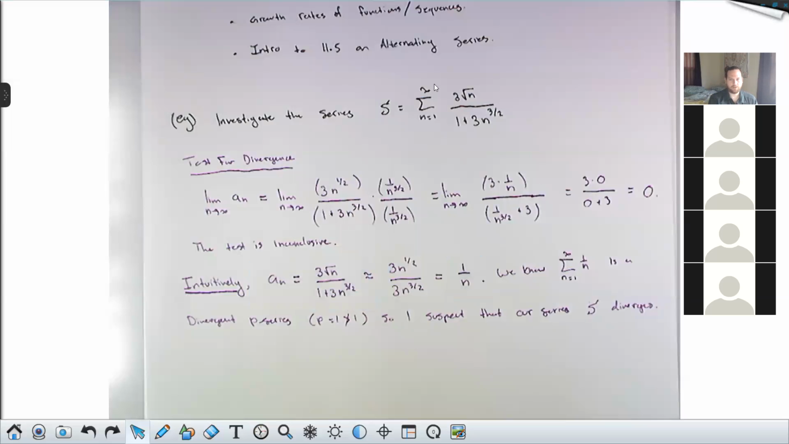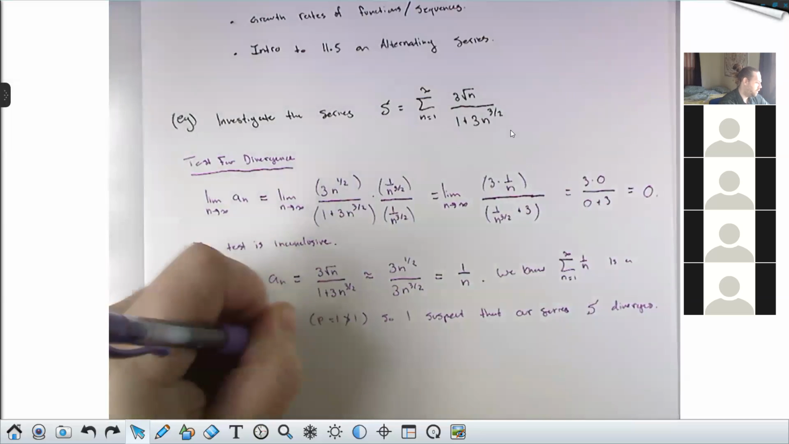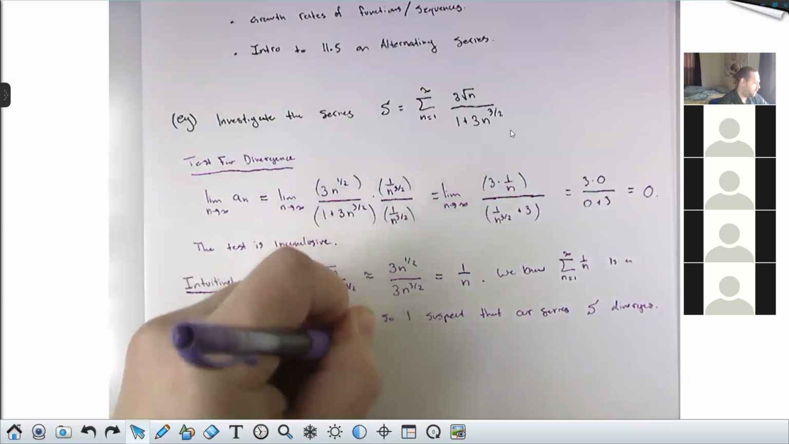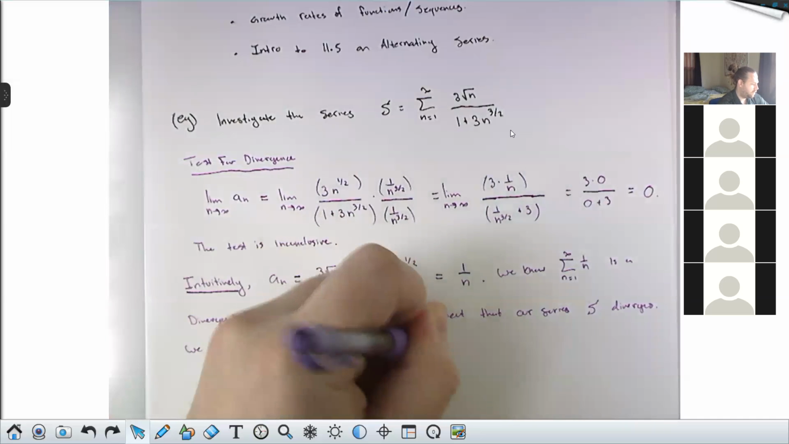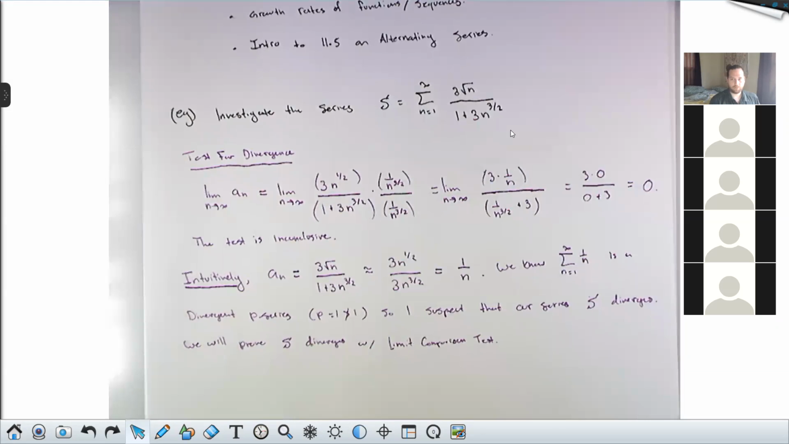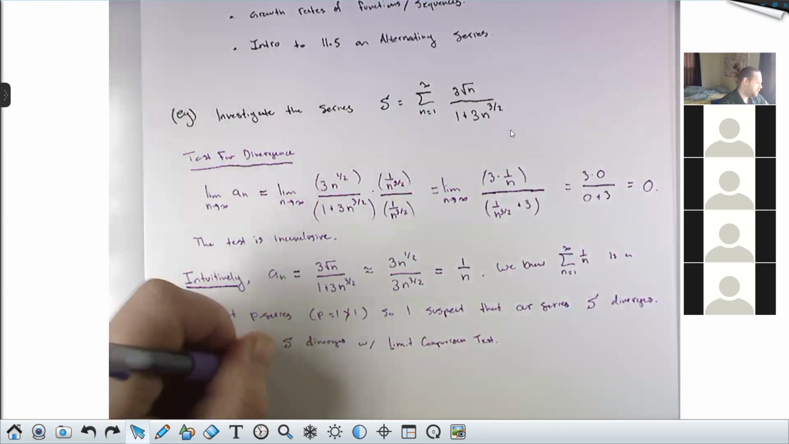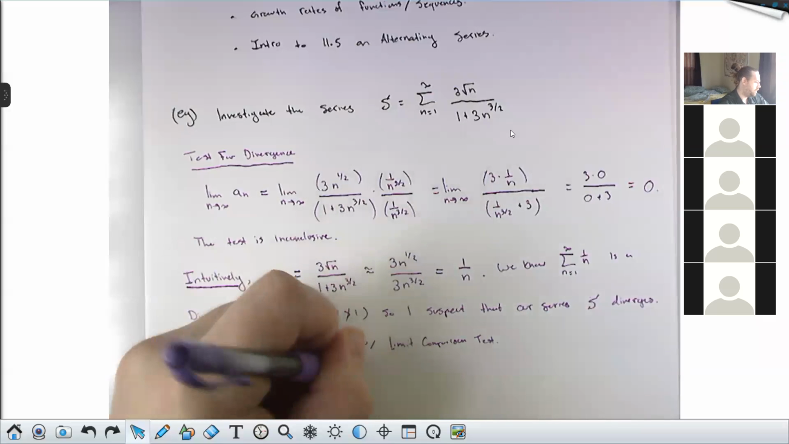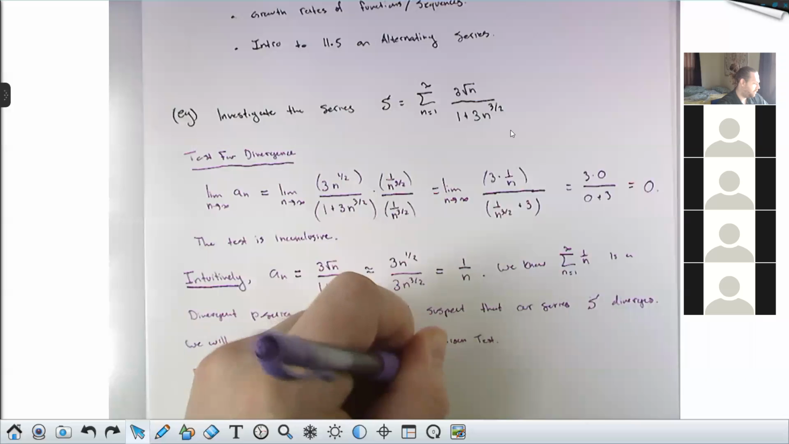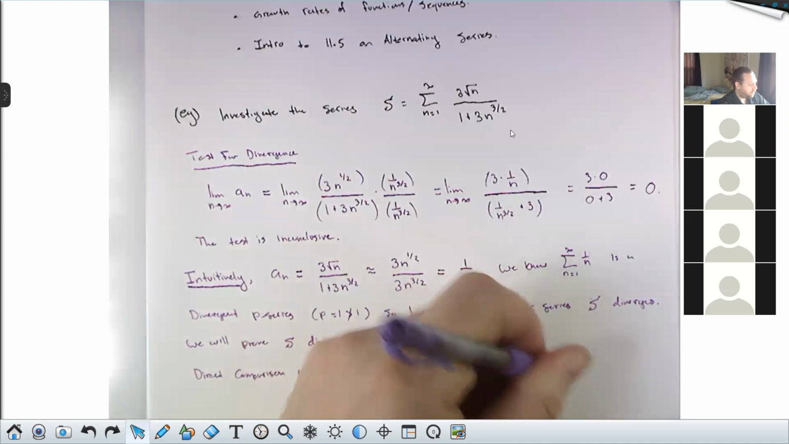The other issue here with a direct comparison test is that if you try to build the natural inequality, we will prove this with the limit comparison test. Now, having a thing to compare with is an important thing for both the limit comparison test and the direct comparison test. I'd like to really quickly say the direct comparison is hard here, because the natural inequality, or easy to come up with, points the wrong way.